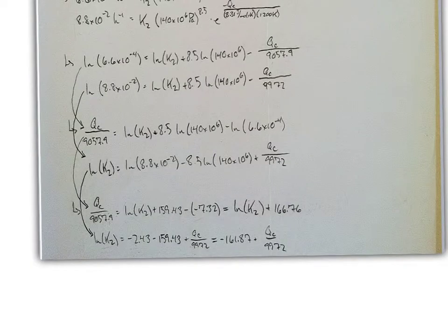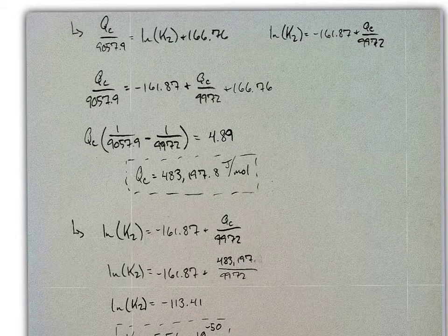And then what we can do, since we have a system of equations and two unknowns, is we need to solve for Q sub C, which is the activation energy for creep in the material, and we also need to solve for K sub 2, which is just a material parameter, and we can do that as shown in the bottom portion of this solution.